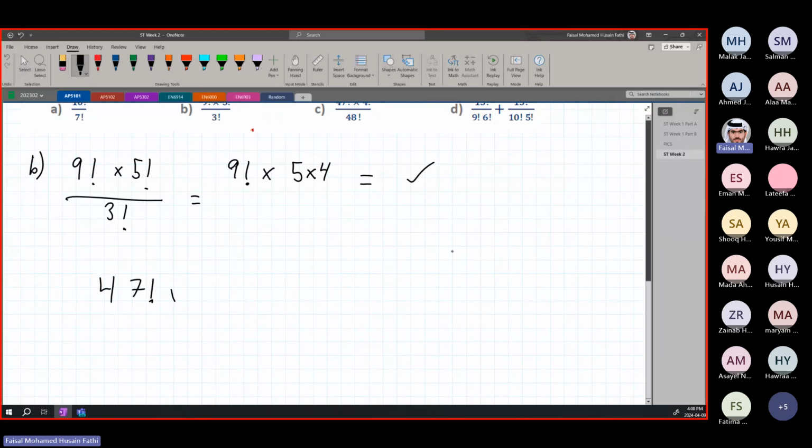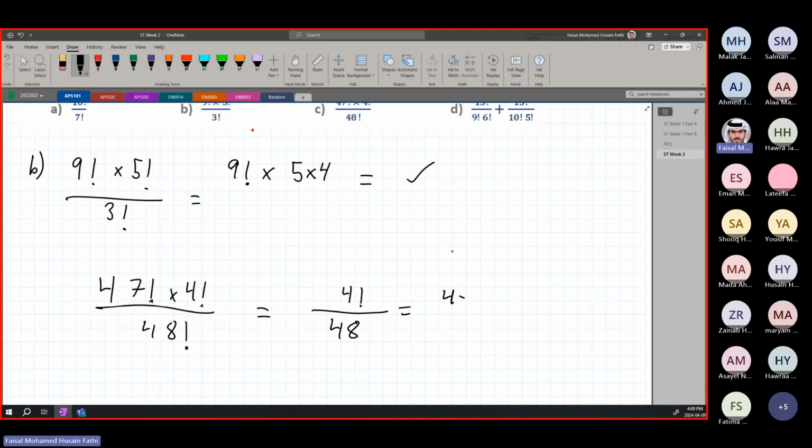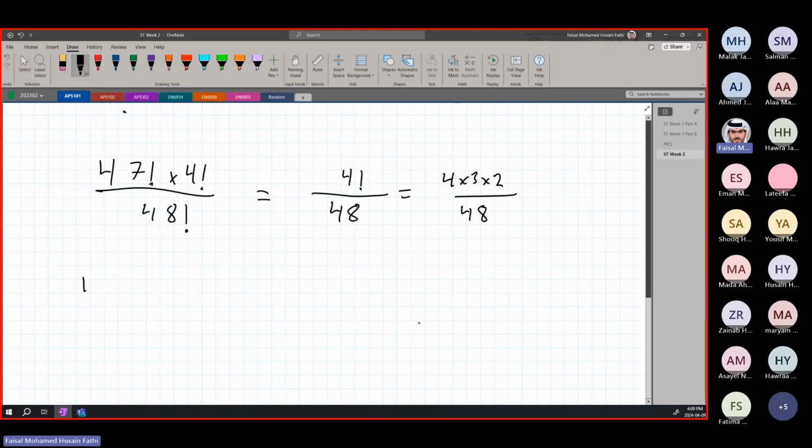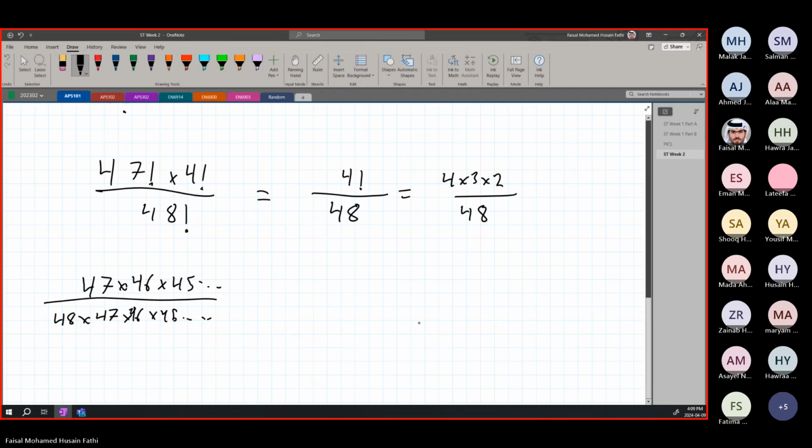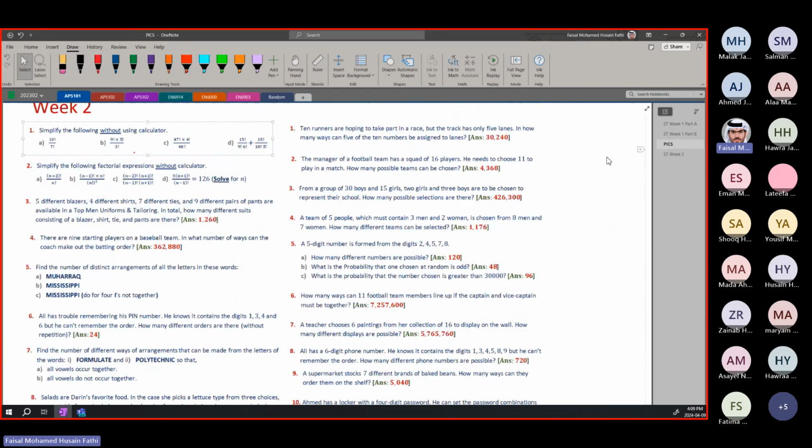47 factorial times 4 factorial over 48 factorial. Same idea. This is going to be 47 times 46 times 45. So at the bottom, we'll just remain with 48, and at the top, we will remain with 4 factorial, so it's 4 times 3 times 2 over 48. The reason behind this is that at the top it's 47 times 46 times 45, and at the bottom we have 48 times 47 times 46 times 45, all the way to 1. So these will all cancel out together and we will remain with 48. I'm not going to take too much time with this. It's just the basic concept of how to solve factorials.